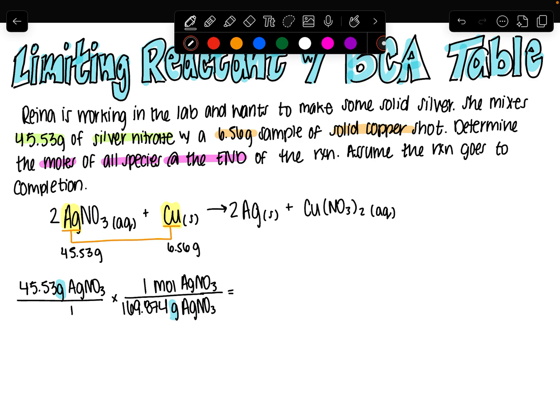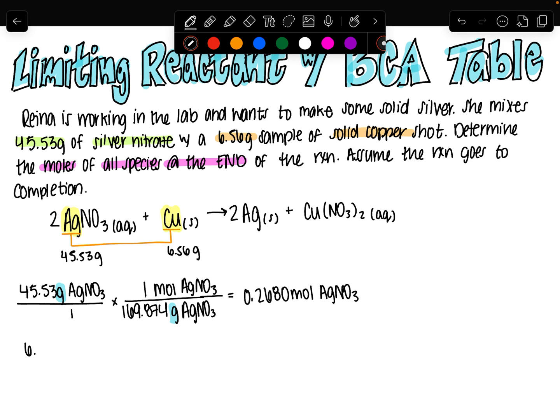So now I just need to plug it into my calculator, and I end up with 0.2680 moles of silver nitrate. It's good to keep a decent amount of decimals here. You don't want to round off for sig figs until the very end of the problem. So for right now, I'm going to keep 4 decimals because it'll keep me pretty accurate. So that's how many moles of silver nitrate I'm starting out to work with.